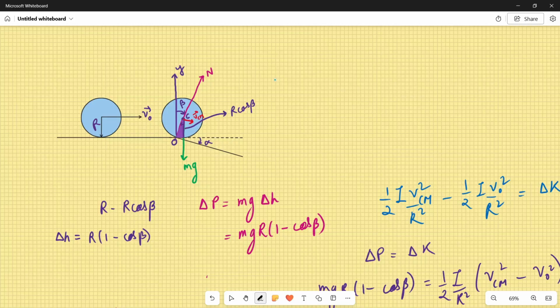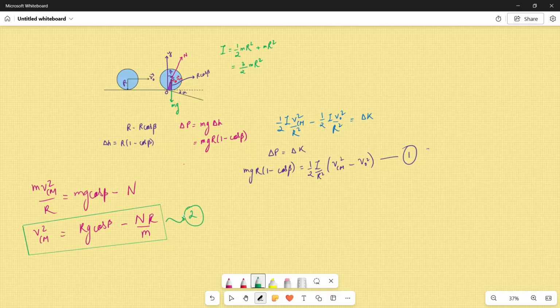Using parallel axis theorem for moment of inertia from the center of mass to the point O, we have I equals 1 by 2 mr square plus mr square, which is 3 by 2 mr square. As the problem says no slipping, we immediately realize that the moment of inertia should be taken from the contact point between the cylinder and the surface. This is equation 2.